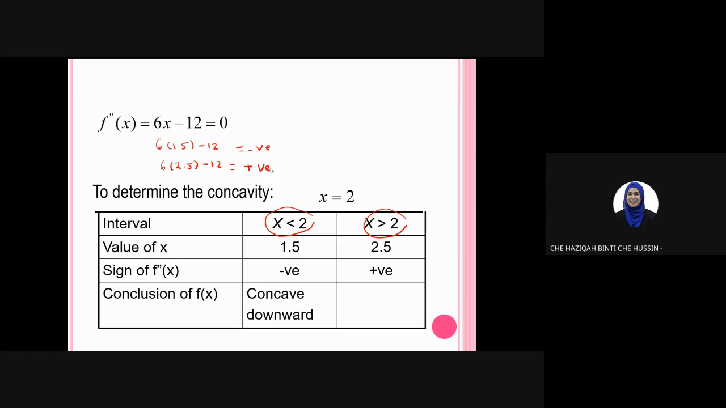The conclusion, if it is negative, it will be concave downward. If it is positive, it will be concave upward, right? So this one concave downward like this, and then concave upward.